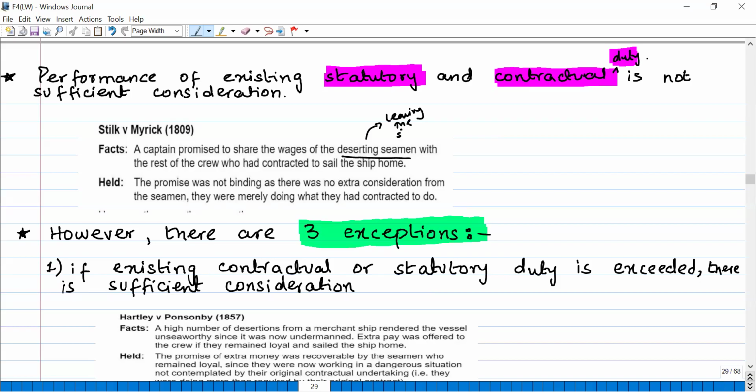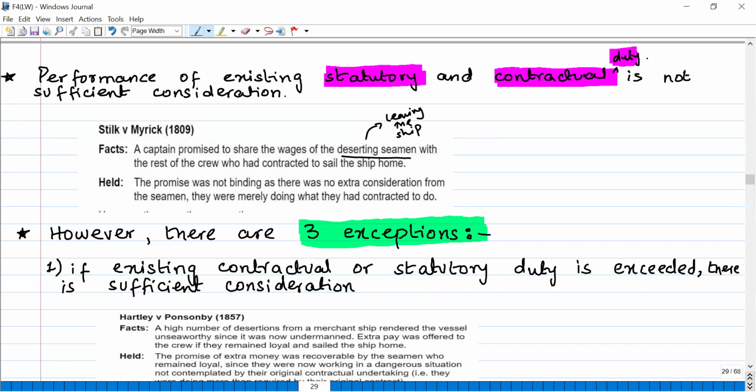So in this case, there was staff, and out of the staff, I think 5 staff members refused to go with the ship. They refused to sail the ship, and the captain of the ship made a promise. So there were ship members who obviously had the contractual duty to sail the ship home, but they refused to sail the ship home. They said that we are leaving the ship. We are not going to sail the ship to our destination.